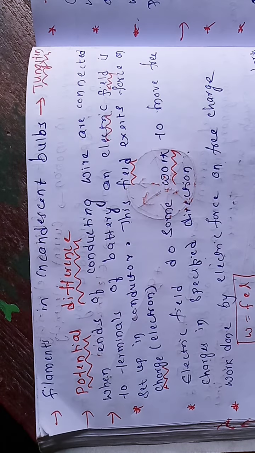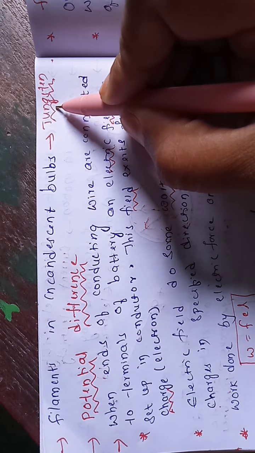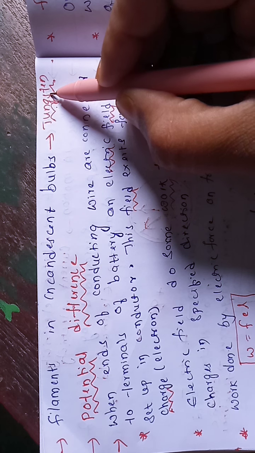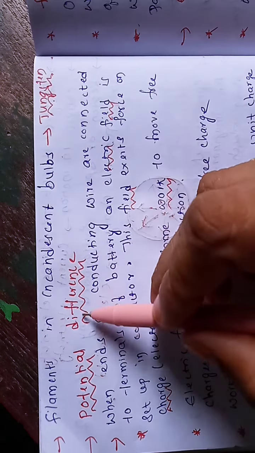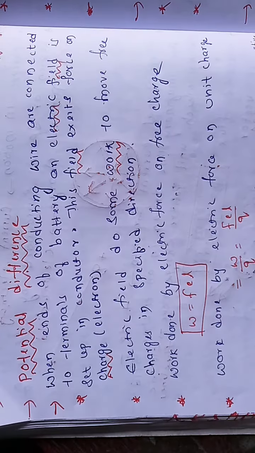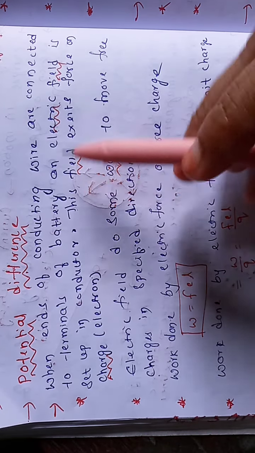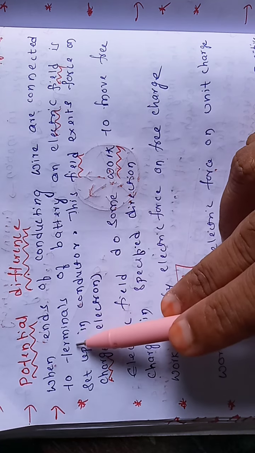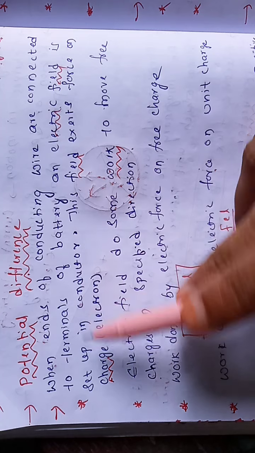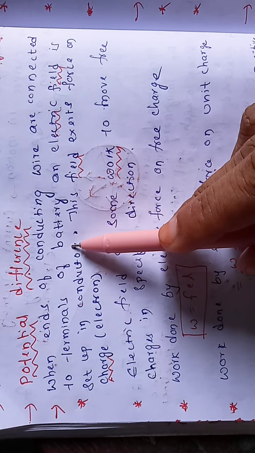Now next, in incandescent bulbs, as the filament we use tungsten, an important bit. So the filament used in incandescent bulbs is tungsten. Now let us move to potential difference. When the ends of a conducting wire are connected to the terminals of a battery, an electric field is set up in the conductor.